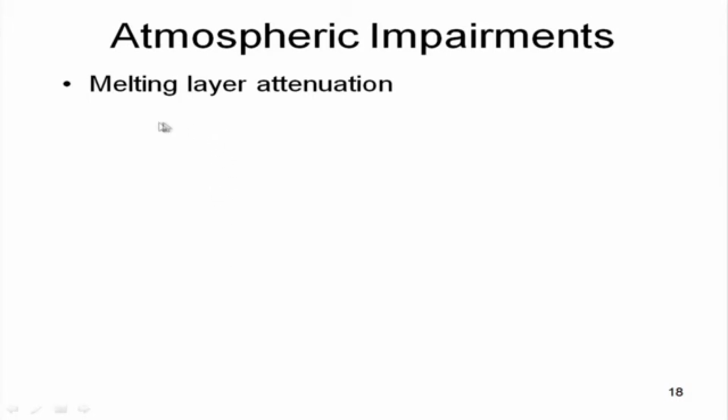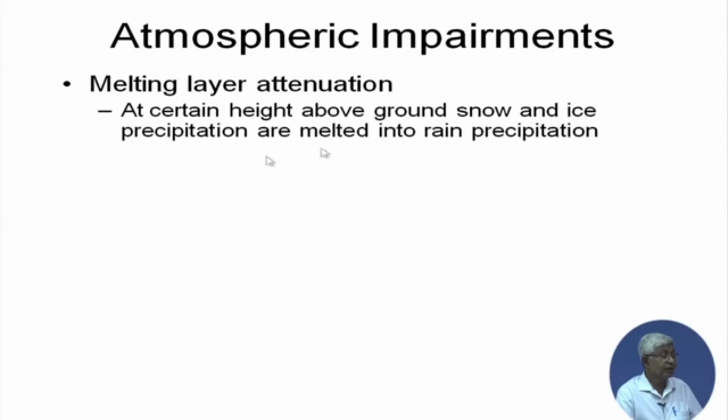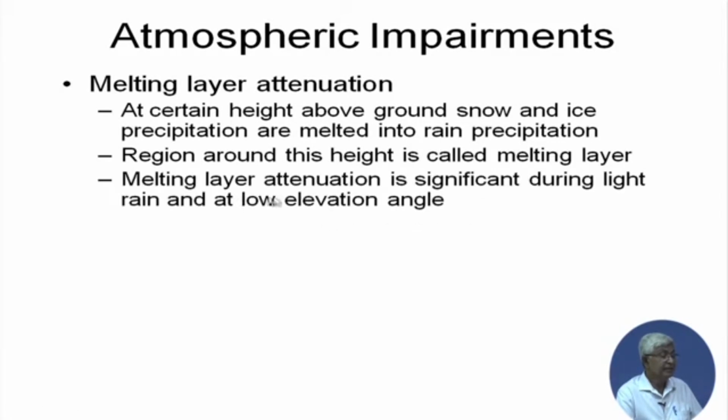Then atmospheric impairment includes the melting layer attenuation. At a certain height above ground, snow and ice precipitation are melted into rain precipitation. We have already mentioned this one. The region around this height is called the melting layer. Melting layer attenuation is significant during light rain and low elevation angle, etc.